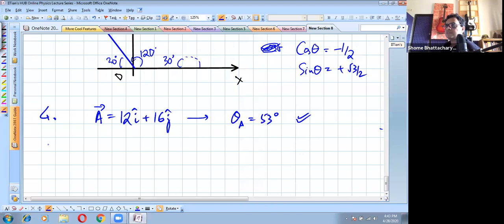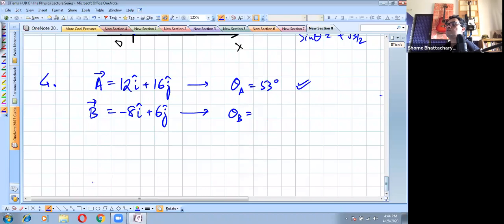Okay. Now similarly, vector B is given to you. Now for vector B, the angle is a little bit more tricky because the vector B has one negative component. It is minus 8 i cap plus 6 j cap. So what is the angle that vector B is making with the x-axis? So let's look at this.